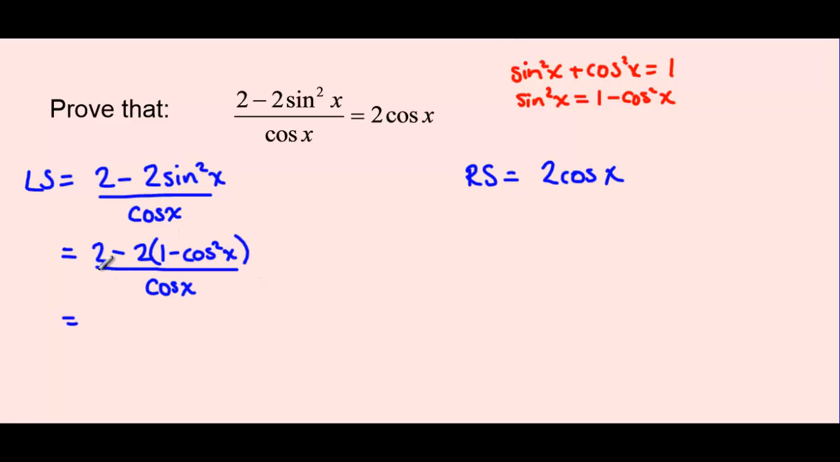Don't get tricked here into just doing 2 subtract 2. Remember, we need to follow BEDMAS, so this 2 will need to multiply into this bracket first. So let's do that. We'll distribute. 2 subtract 2 times 1 is 2. And then negative 2 times negative cos squared x is positive 2 cos squared x, all over cos x. And maybe you can see where this is going. 2 subtract 2 is 0. Now those cancel out. And what we're left with is 2 times cos squared x all over cos x.